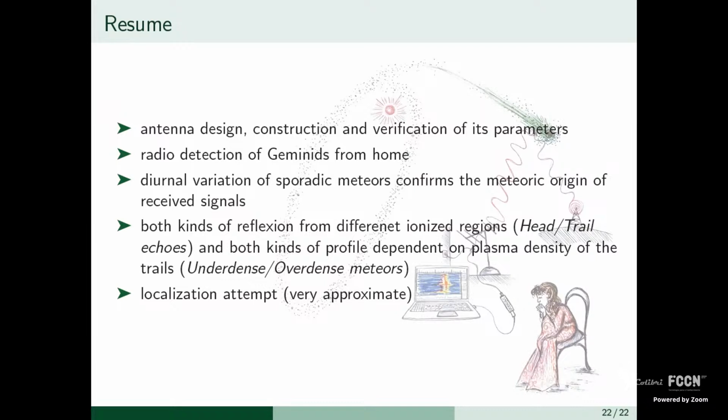Then I was able to see the Geminids' maximum, or the peak, if you want, which speaks pretty surely that I was detecting meteors, also through the diurnal variation and so on. And I also detected both kinds of reflection from different ionized regions, as I have mentioned, head echoes and trail echoes, and distinguished between two possible profiles. And then I made a very rough localization attempt. And that's it.